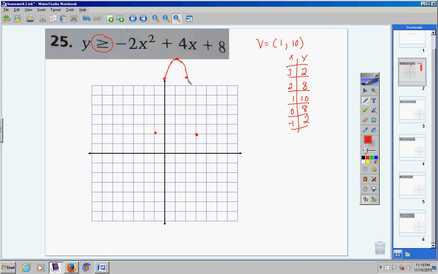Okay. Now, the last thing we have to do, remember it's going to be a solid parabola, is test an ordered pair to see if we shade inside or outside the parabola. Now, 0, 0 is always our favorite point to check, okay? So in this case, we can definitely check 0, 0. So here we go. Where the y is, I'm going to substitute 0. And where the x is, I'm going to substitute 0.